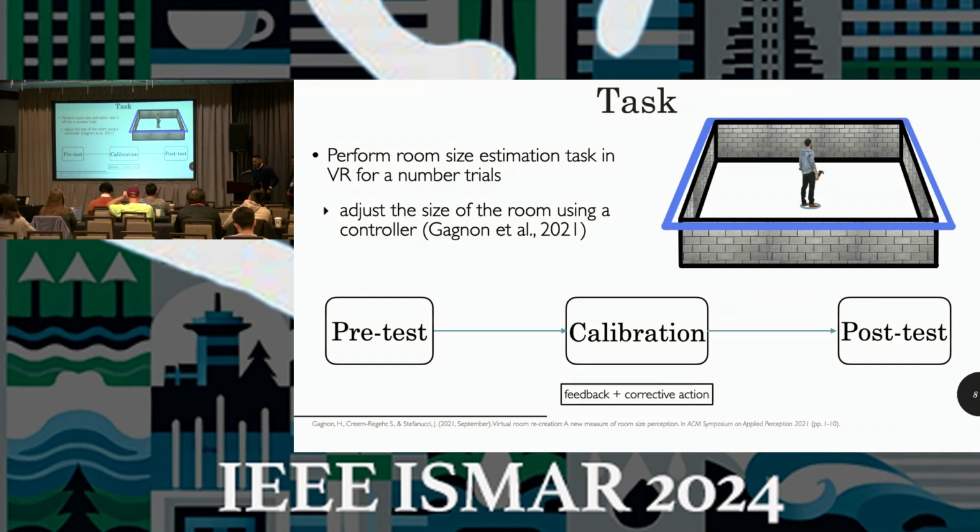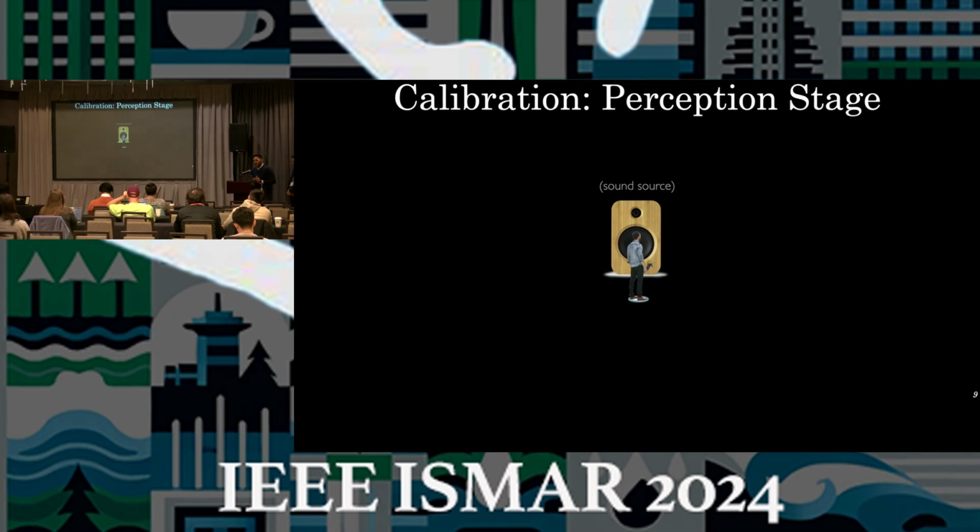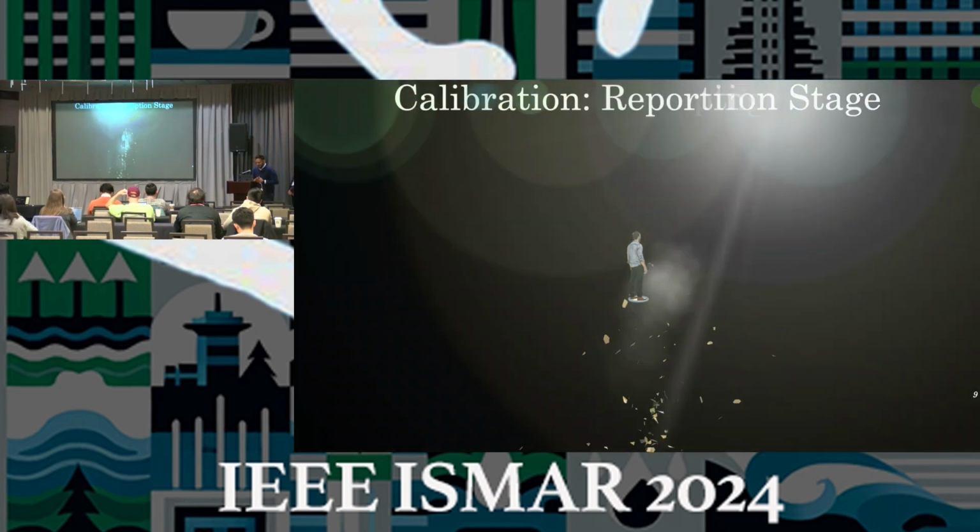So what did this look like? In one condition, users were in a dark room. They couldn't see the walls of the room, and they could only see a speaker, and they could hear the sound emanating from the speaker. And the sound was modeled taking into consideration where the actual walls were.